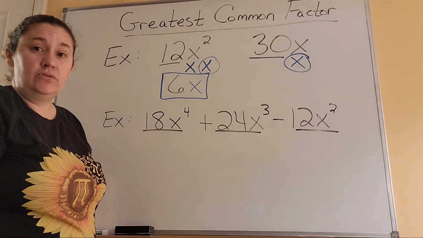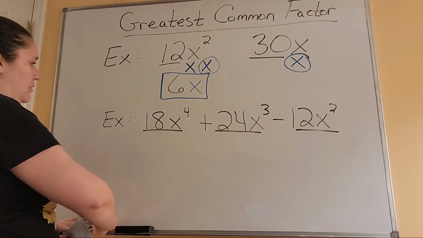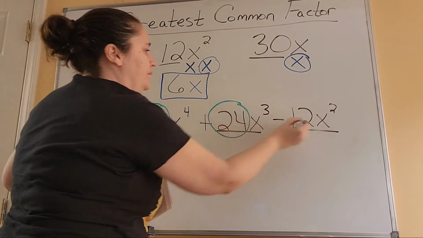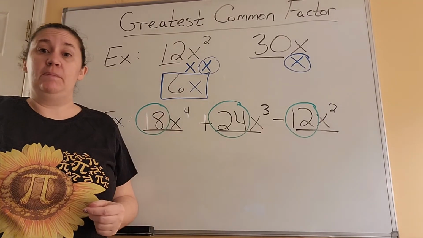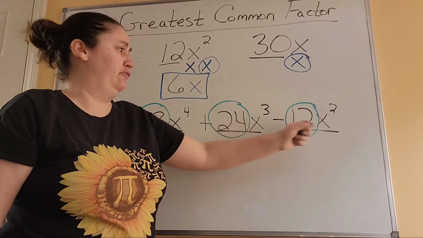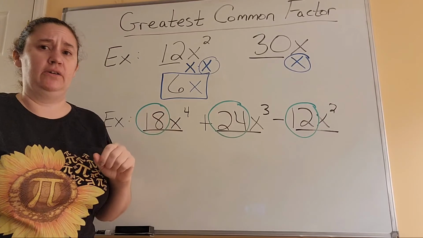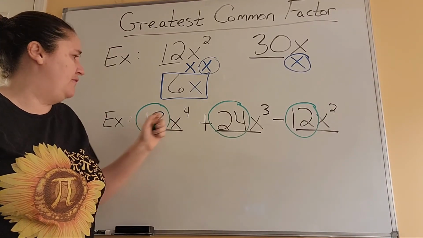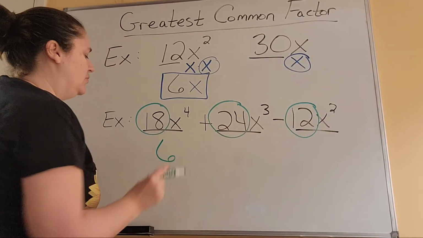Now, let's do the numbers. We need to find the greatest common factor of 18, 24, and 12. What is the biggest number I can divide all three by? Well, geez Louise, let's see. I can divide 24 by 12. Can I divide 18 by 12? Nope, that's not going to work. I think if we think this out, the greatest common factor between these three terms should be 6. And you guys can think about it.